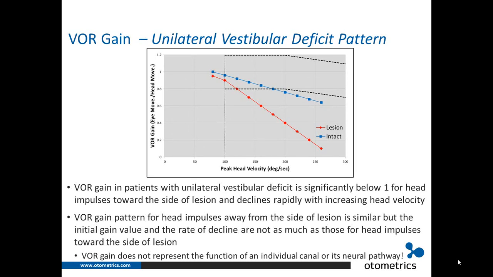This slide demonstrates two important points. First, if the head velocities are low enough, even patients with unilateral lesions will show VOR gains close to 1. Second, the VOR gain does not represent the function of a single canal or its neural pathway. It's always a combination of the responses from both involved canals.